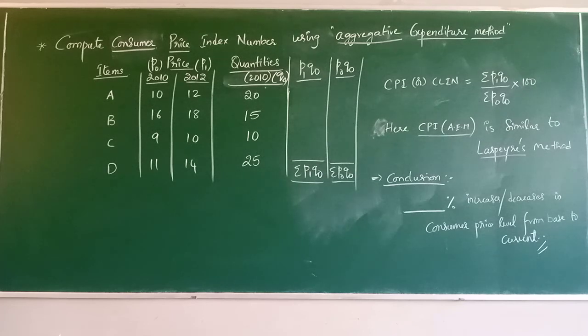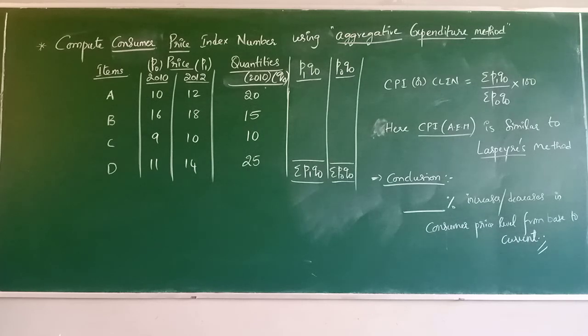Just have a look once again, everybody. Notations, take them carefully: P naught and P1 and then Q naught. So P1 Q naught, P naught Q naught, as per the known formula. The aggregative expenditure method formula is summation P1 Q naught by summation P naught Q naught into 100. It is very similar to the Laspeyres method. Almost Laspeyres only, you are calculating here. That's it.